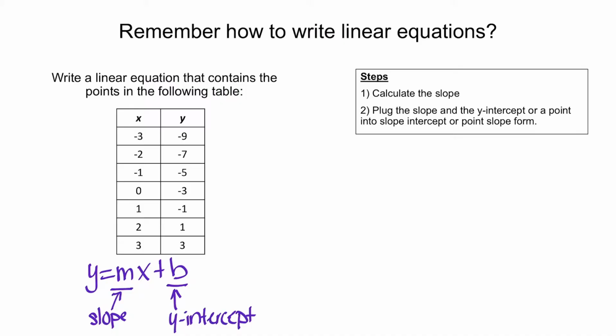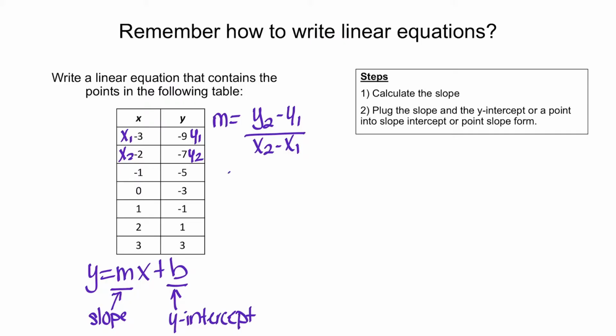So remember, when we have a bunch of points, we need to start off by calculating the slope. Remember that slope is given by the formula m equals y2 minus y1 divided by x2 minus x1. So we need to pick 2 points that are in this table to be x1, y1 and x2, y2. So I'm going to pick these first 2 points that are right here. I'm going to call this x1 and then y1, because remember x1 and y1 have to go together. And I'm going to call this point x2 and y2.